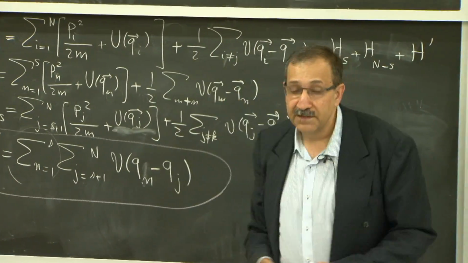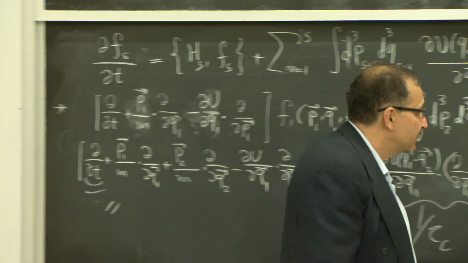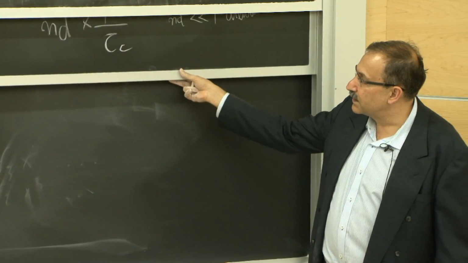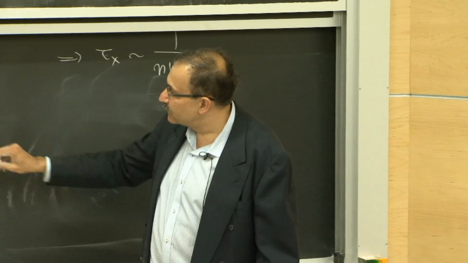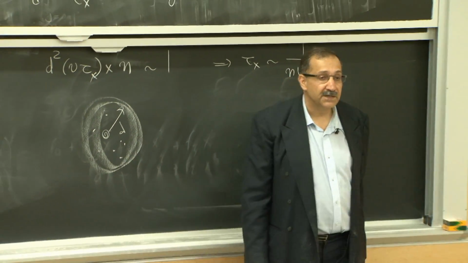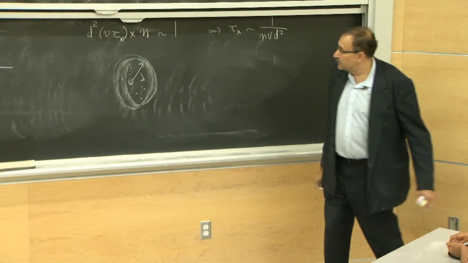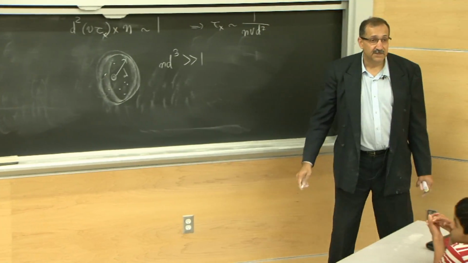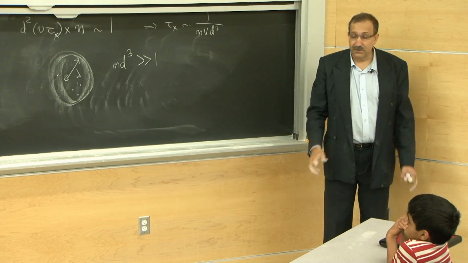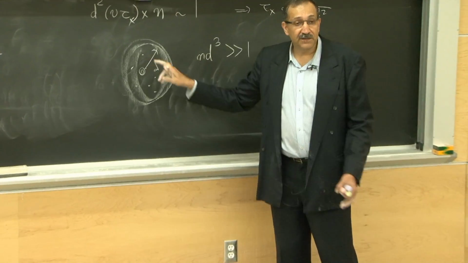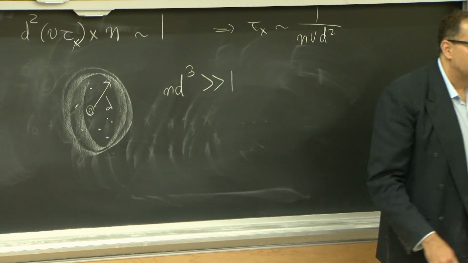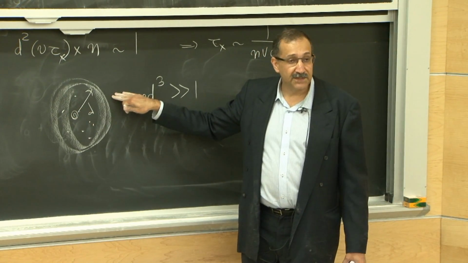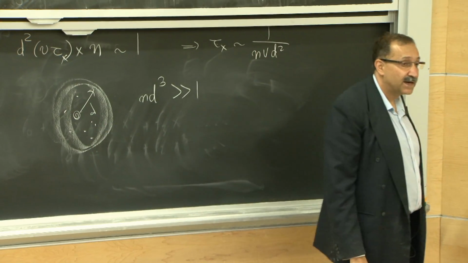Before I go to what is next, I also mention that there is one other limit where one can do things, which is when within the range of interaction of one particle, there are many other particles. So you are in the dense limit, nd cubed greater than 1. This does not happen for a liquid, because for a liquid, the range does not allow many particles to come within it. But it happens for a plasma where you have long-range Coulomb interaction. And within the range of Coulomb interaction, you could have many other interactions.